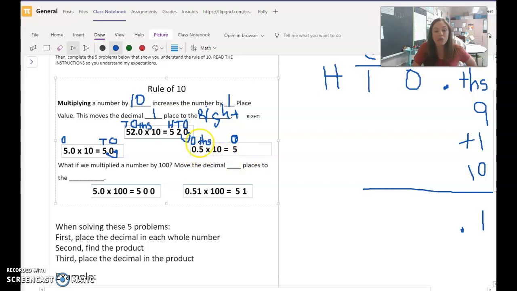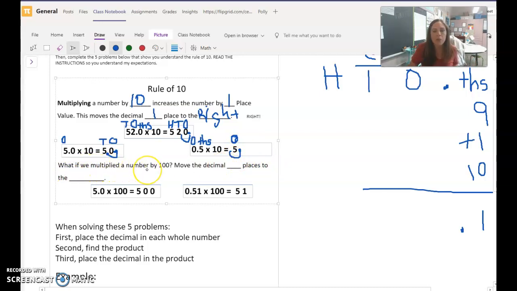So it did. It moved up 1 place value. It moved from the tenths up to the ones. And let's look at our decimal. Well, it started on the left side of the 5. And we know it's going to end on the right side of the 5 because our decimal is always on the right side of the ones. All right. Well, let's move on.